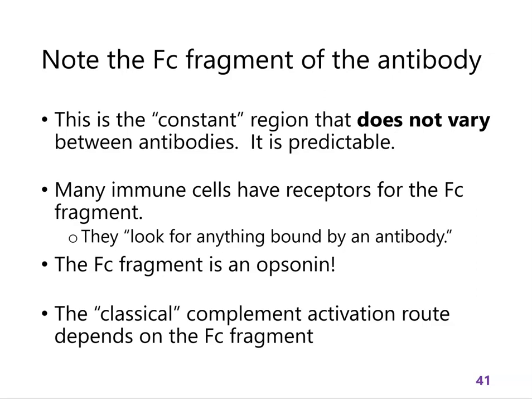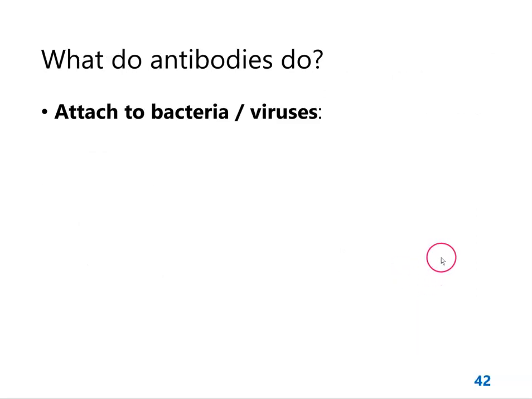One part of the body that can do that is the complement system in the blood. The complement system is a set of proteins in the blood that have some different functions. And one thing that triggers their functions is the Fc fragment of a bound antibody. If it's in the blood, it will trigger the complement system. So that's another thing antibodies can do. So here is going to be a list of what antibodies do.